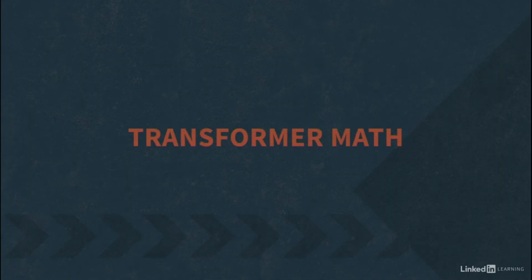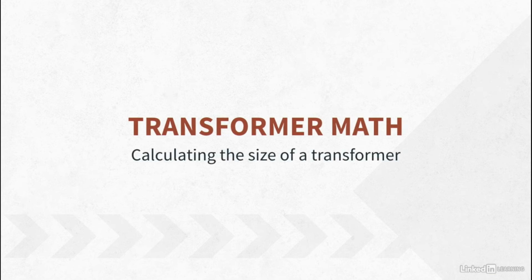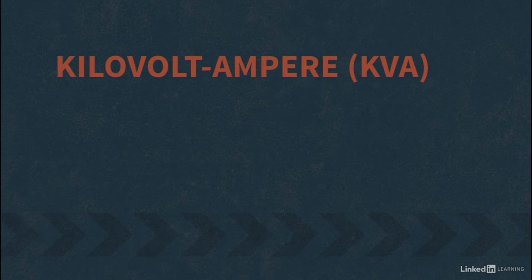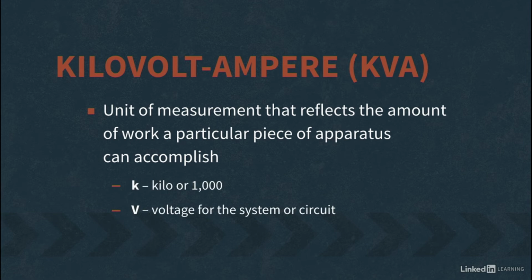Let's try our hand at some of the math that is used when calculating the size of a transformer, or the amount of work a transformer can do. First of all, you should understand that transformers are normally sized in kVA, or kilovolt amps. It's a unit of measurement that reflects the amount of work a particular piece of apparatus can accomplish. K, in this instance, stands for the number 1000. V stands for system or circuit voltage. A stands for system or circuit amperage.